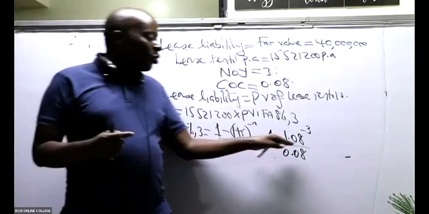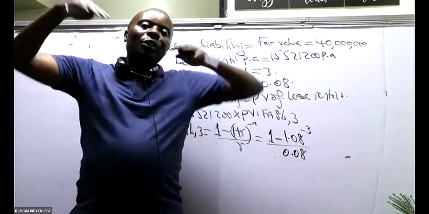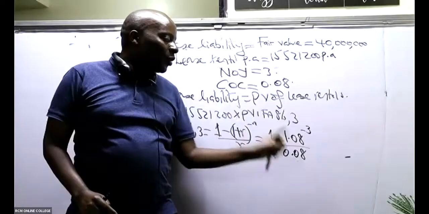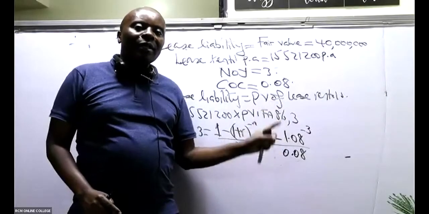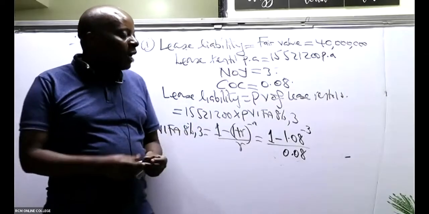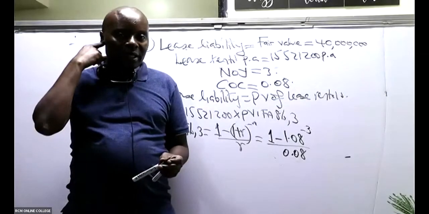Because you know this is a bracket on its own, telling you first of all to take care of the numerator. Once I say 1 minus 1.08 raised to negative 3, very well, then I say equals. And once I say equals, I will be able to divide this by 0.08.